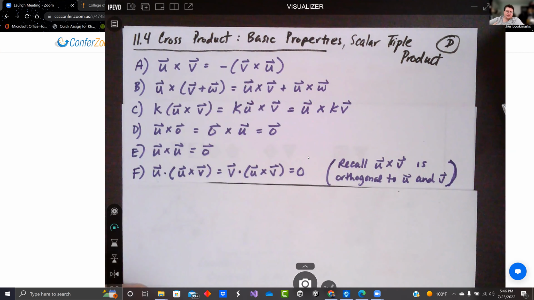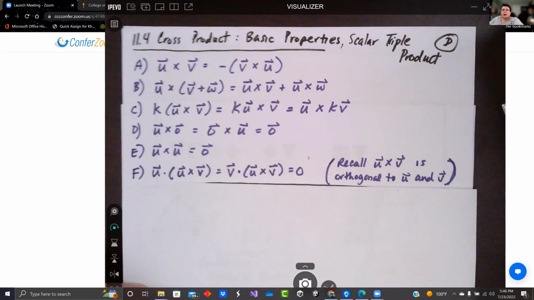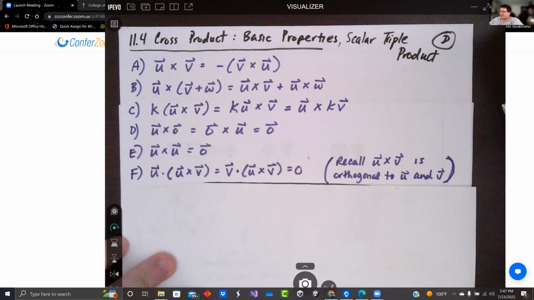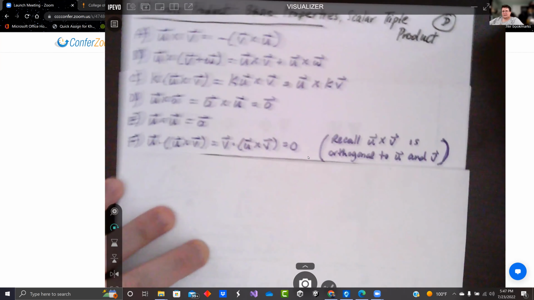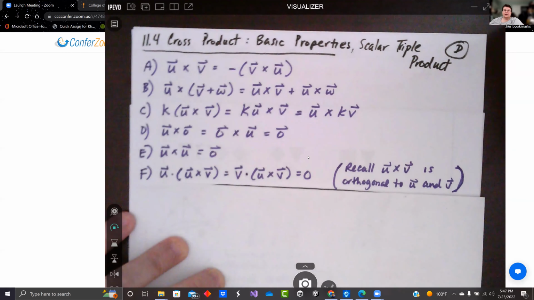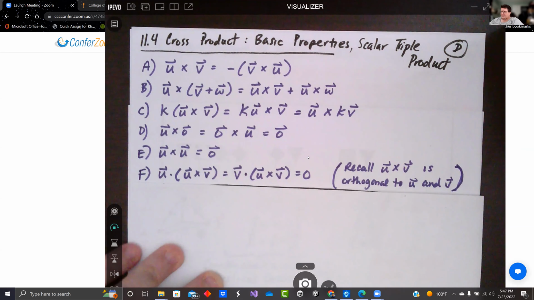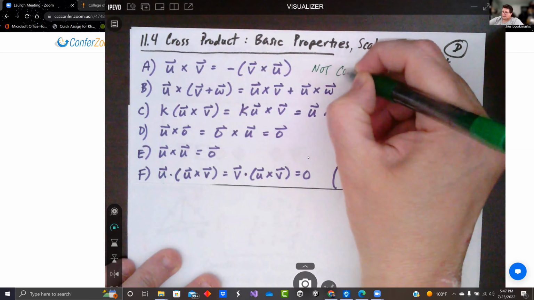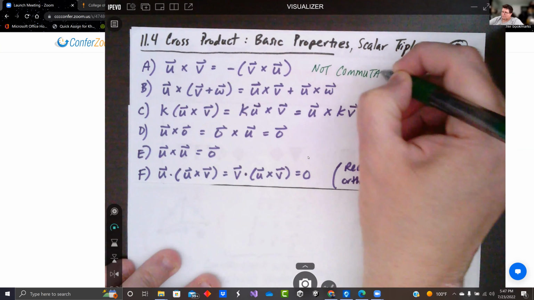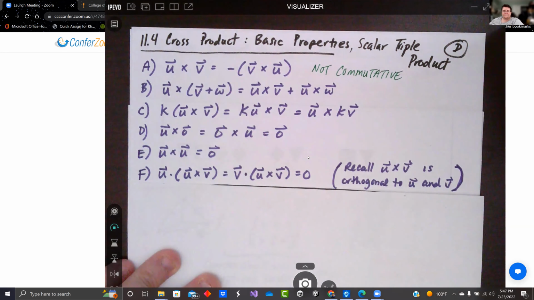Remember, addition of vectors u plus v was the same as v plus u. That's the commutative property. Notice it doesn't hold here. U cross V is not commutative. It's negative V cross U. So keep that in mind. Not commutative. Dot product was commutative. U dot V was the same as V dot U. The cross product is not, because we have that directional orientation of the outcome.